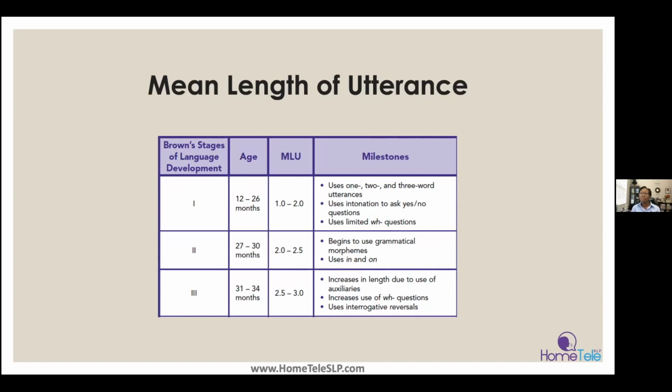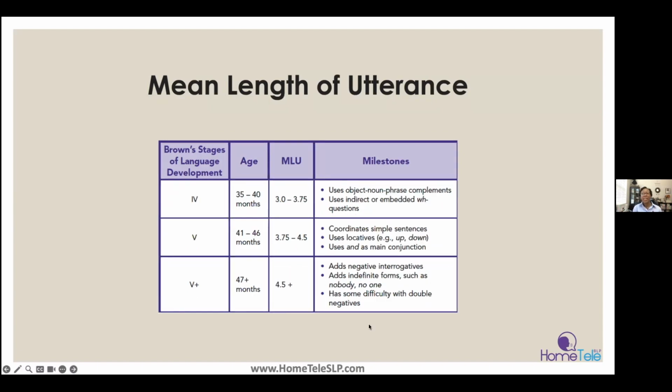And then the second phase, 27 to 30 months, they should be using 2 to 2.5 words. And so they're beginning to use grammatical morphemes, and they're using some early prepositional or spatial concepts like in and on. Oh my goodness, so many fun things you can do with in and on at that age. And then the third stage, when they're between 31 to 34 months, their MLU should be at least 2.5 to 3 words. And so they're increasing in length, increasing use of WH questions, everything's starting to increase.